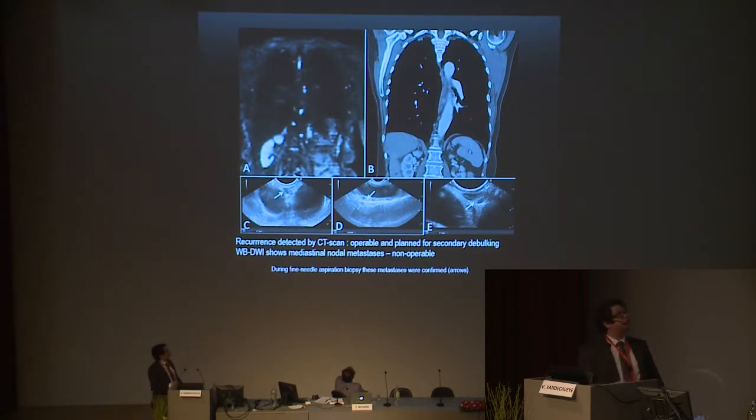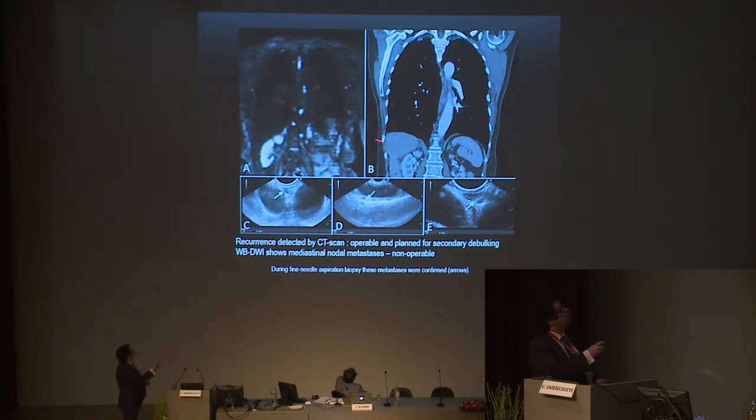And also, unfortunately, a lot of patients present with metastatic disease to the chest. This is, of course, also a contraindication for potential secondary debulking. This patient was still operable by laparoscopy on the level of the peritoneum.